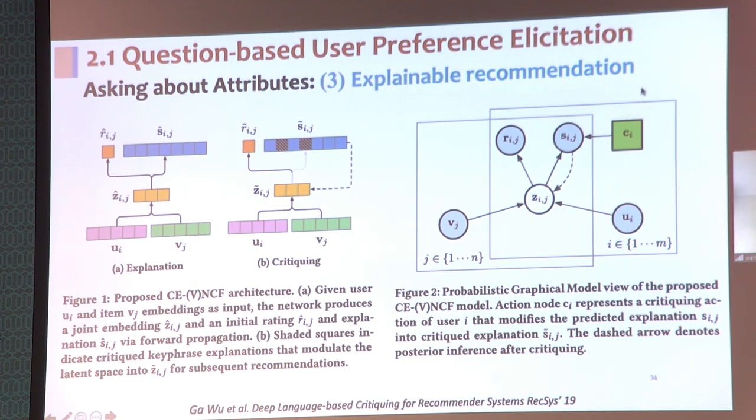It is called the explainable recommendation based method. Let's see an example in the very left part of this slide, A explanation. This is a commonly adopted offline recommendation model, or offline explainable recommendation model. Here we have U_i and V_j. U_i means the embedding of the user, V_j means the embedding of the item. Then we can calculate Z hat ij, which measures the degree of match of U_i and V_j. Based on Z hat ij, we can calculate R_ij. Yeah, this is the commonly used recommendation score, right? If R_ij is high, we recommend the item to the user. Okay, and then we have S_ij, the explanation vector.